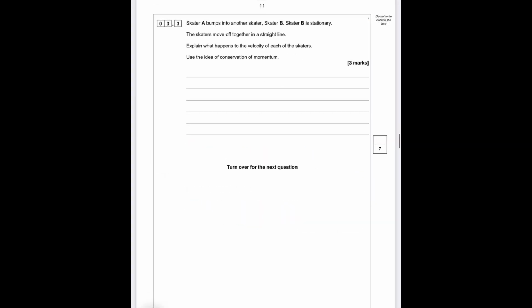Now in this next question, it says skater A bumps into another skater, skater B. Skater B is stationary. The skaters move off together in a straight line. Explain what happens to the velocity of each of the skaters. Use the idea of conservation of momentum. So the first thing here is that we need to explain conservation of momentum. So the total momentum before the collision should be equal to the total momentum after the collision.